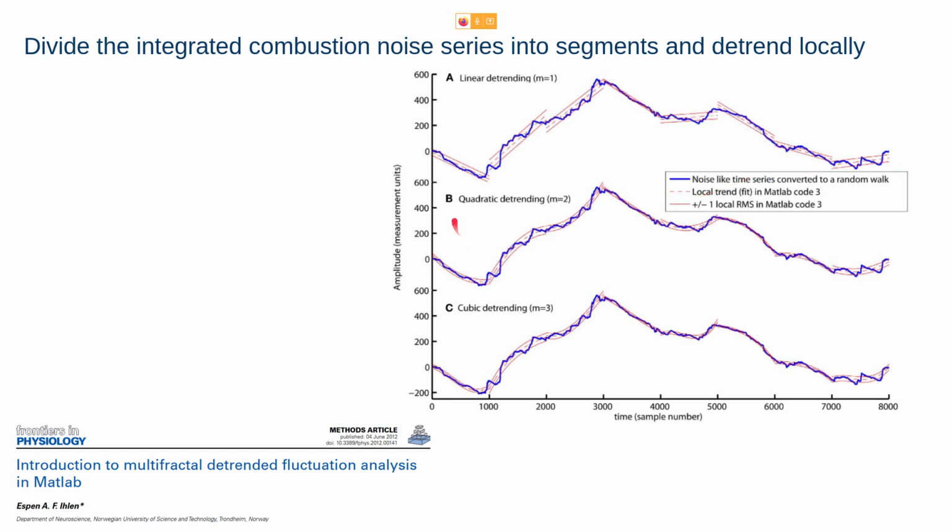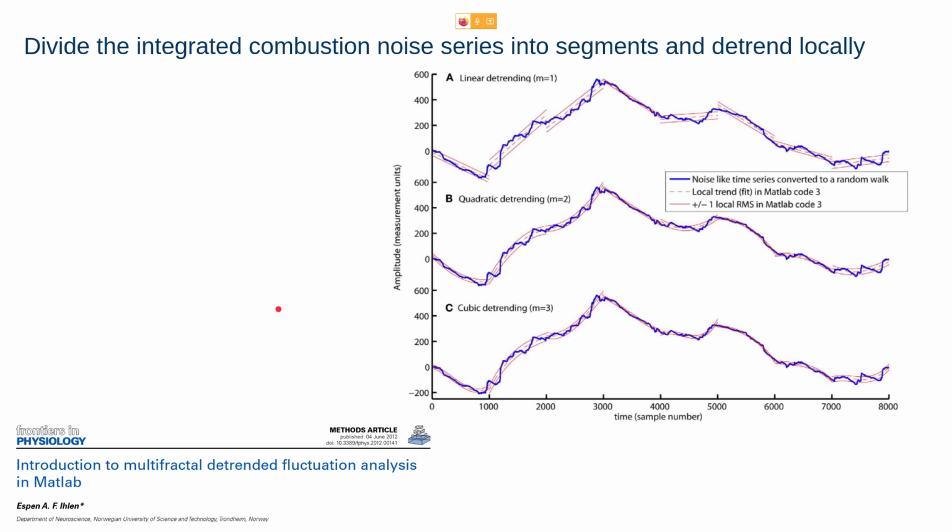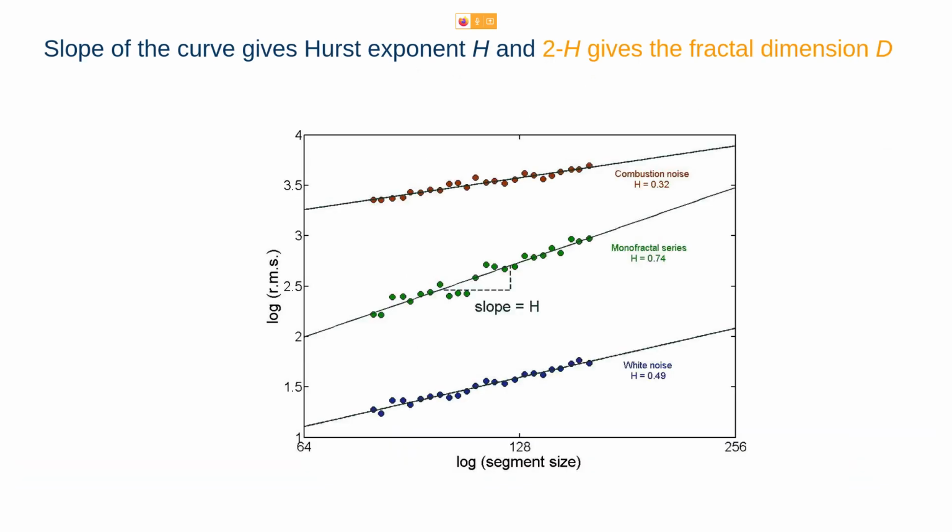Now if you try to do a quadratic detrending over the system, you can further see that for the curved structures, we are able to capture more and more information. And for a cubic fit, you will see there is a little bit of overfitting being done, and still it captures this. So once you have a random walk time series, you convert it into different segments and detrend them locally.